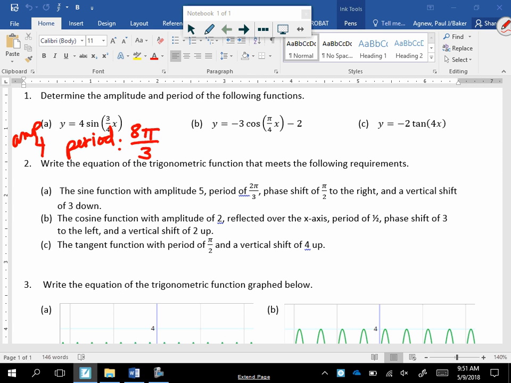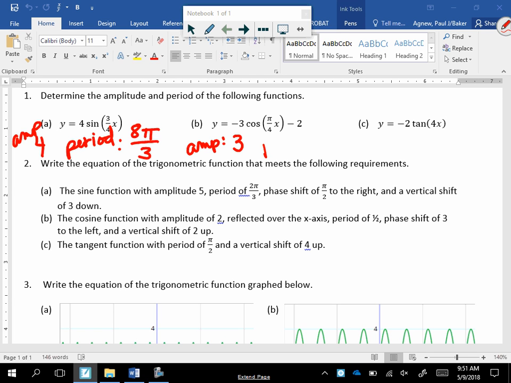For part B, what's the amplitude? 3, good. What does that negative in the front tell us? It's just reflected over the x-axis, but the amplitude is a distance. It's half the difference between the maximum and the minimum value, which is going to be a distance, and so therefore it has to be positive, and so we call it 3.